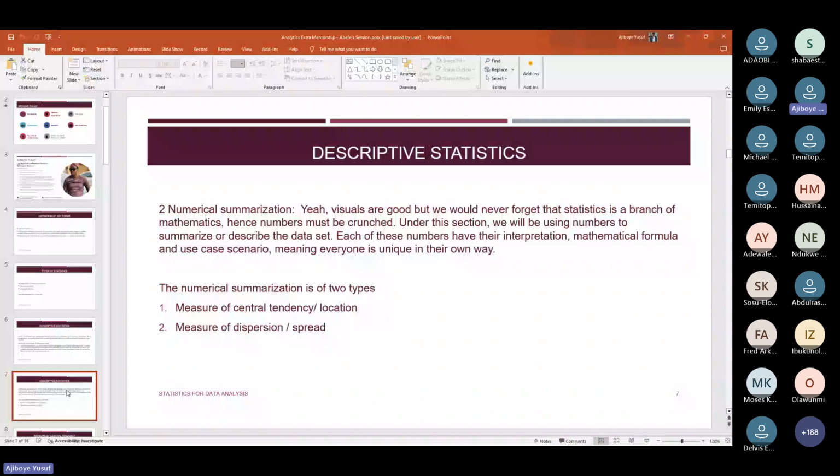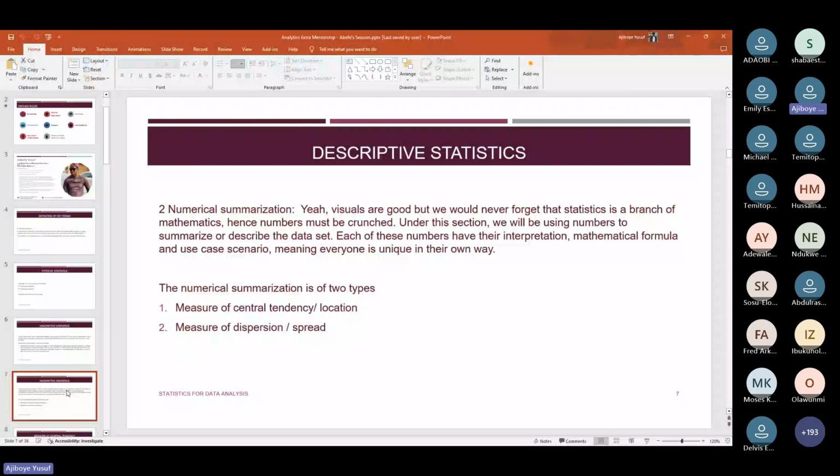Now, each of these numbers has its own interpretation, mathematical formula, and use case scenario, meaning each one is unique in its own way. I like to say something: the mean, median, mode that we are shouting about right now, each of them has its use case scenario. And in fact, I would like to use a very common example that they use in the news to report statistics. Okay, so let's start with our numerical summarization.